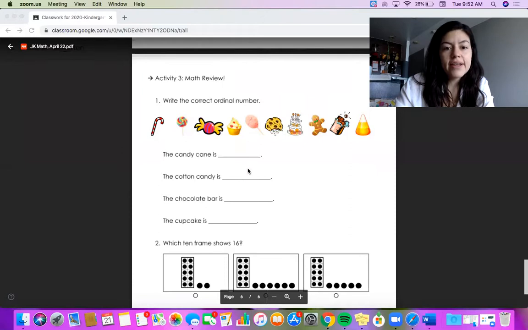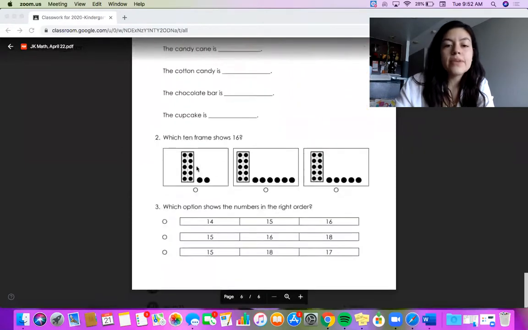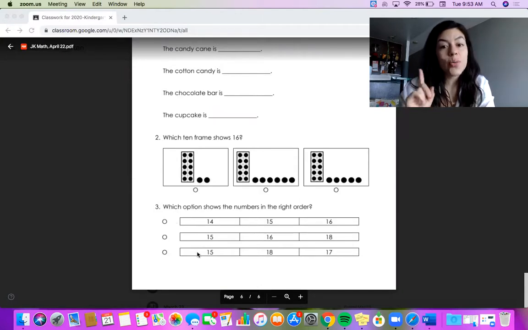And then finally at the bottom, there's a little bit of number sense review. Here, you need to select the 10 frame that shows 16. And here, you have to figure out which option is in the correct order.